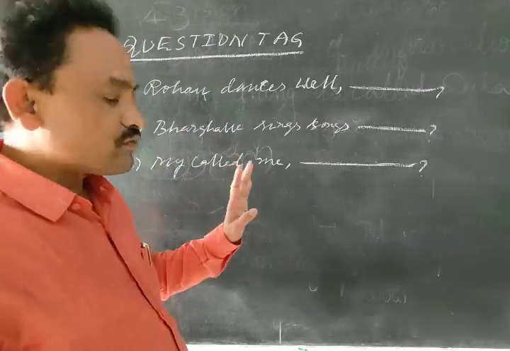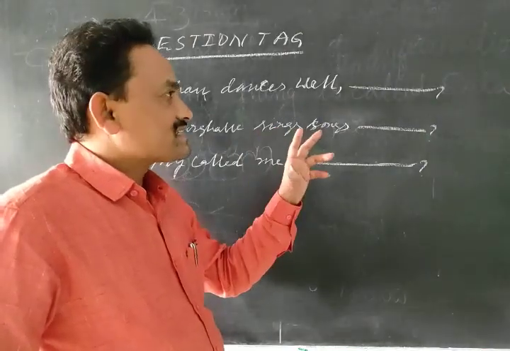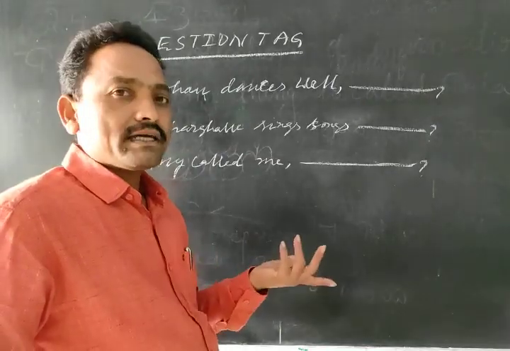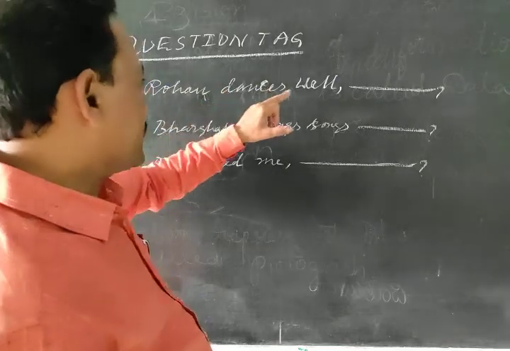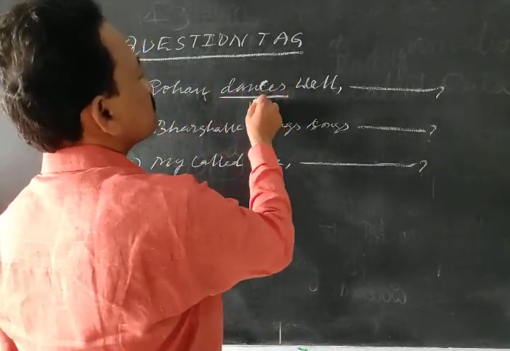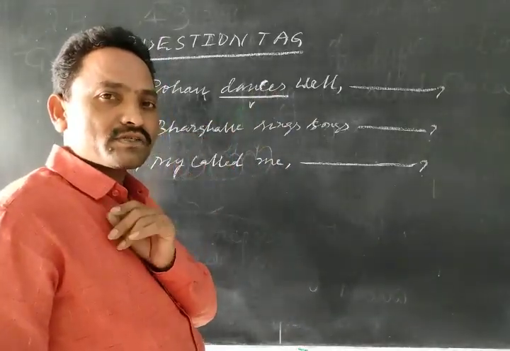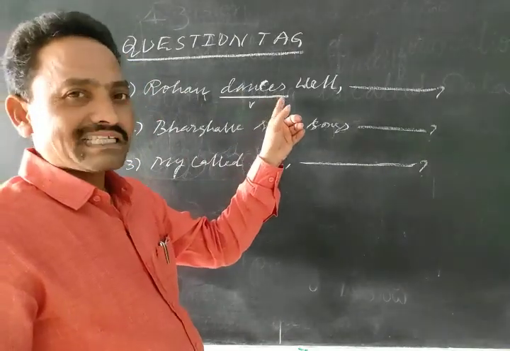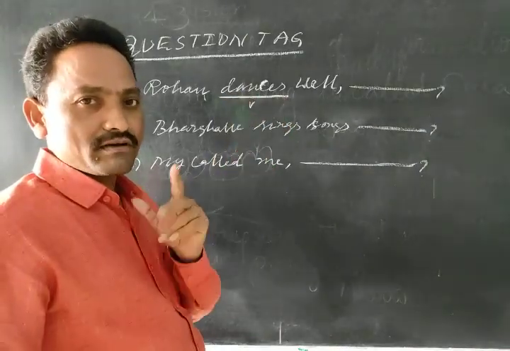First of all, to make a question tag for this type of sentence, the tense given in those sentences has to be identified. Otherwise, the question tag may be wrong. See, first of all, Rohan dances well. What is the verb here? Dances is the verb. This is simple present tense. Do you know the structure of simple present tense? Subject, V1 plus s or es. Up to this, subject and verb agreement is enough.